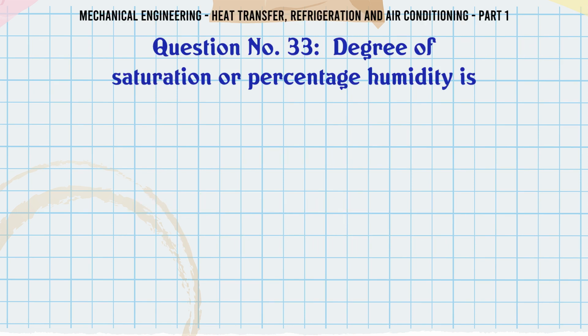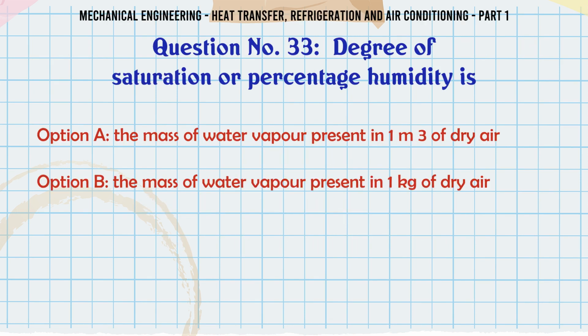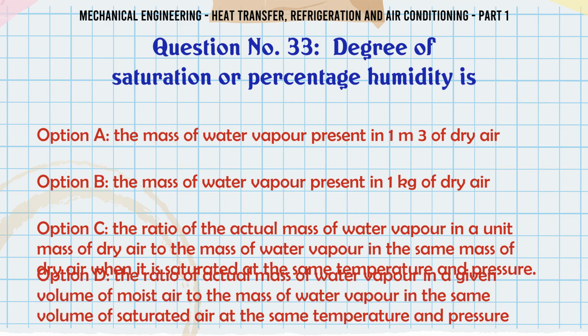Degree of saturation or percentage humidity is: A. The mass of water vapor present in 1 m3 of dry air. B. The mass of water vapor present in 1 kg of dry air. C. The ratio of the actual mass of water vapor in a unit mass of dry air to the mass of water vapor in the same mass of dry air when it is saturated at the same temperature and pressure. D. The ratio of actual mass of water vapor in a given volume of moist air to the mass of water vapor in the same volume of saturated air at the same temperature and pressure.